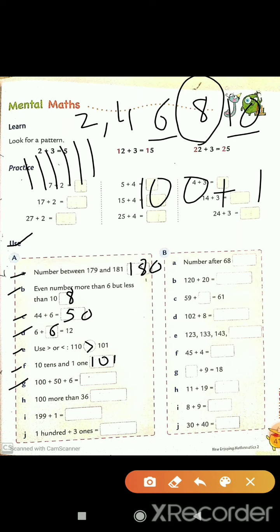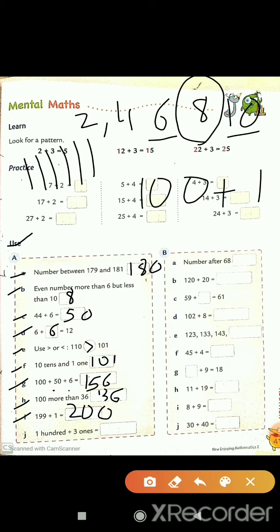Next, 100 plus 50 plus 6. So at the place of hundreds, 1, at the place of tens, 5, and at the place of ones, 6. So our answer is 156. Next, 100 more than 36. So 100 more than 36 is 136. Next, 199 plus 1. What comes after 199? 200. So here we will write 200.